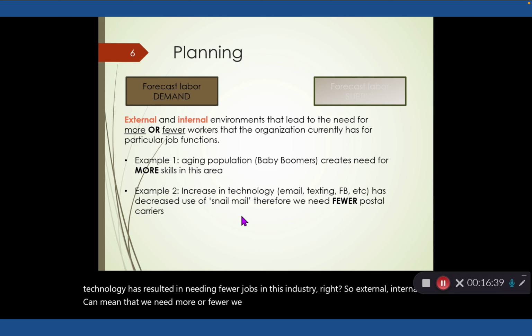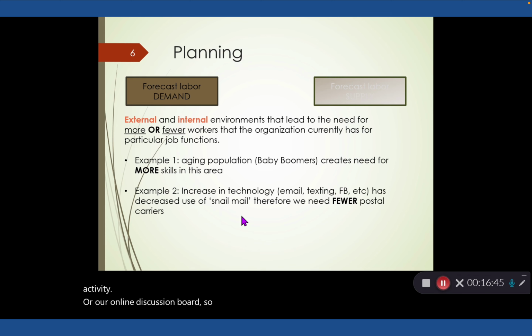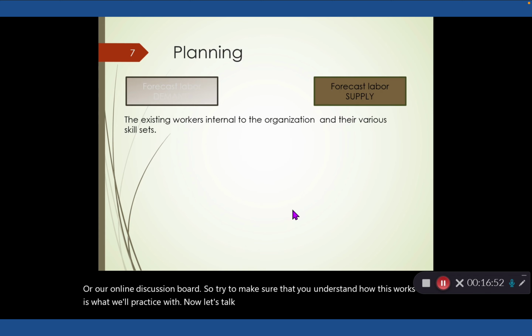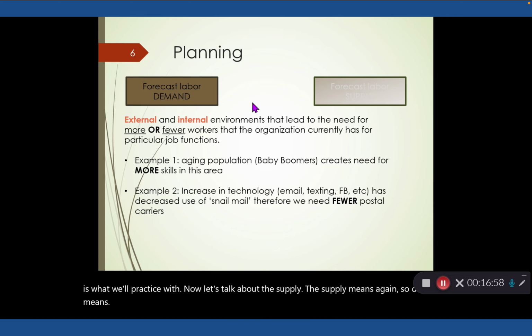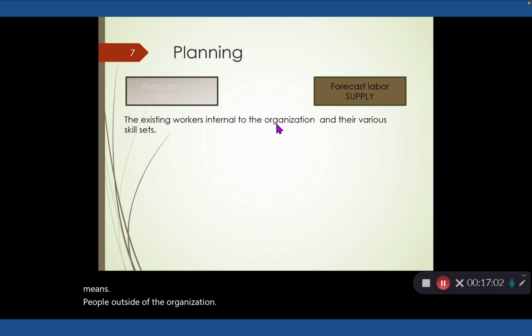We probably are going to think about this in our class activity or our online discussion board. So try to make sure that you understand how this works, and this is what we'll practice with. Now, let's talk about the supply. Demand means people outside of the organization. Supply means the existing workers that are internal to the organization and their various skill sets.